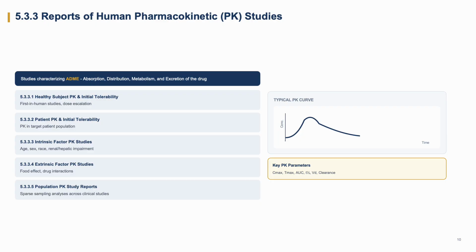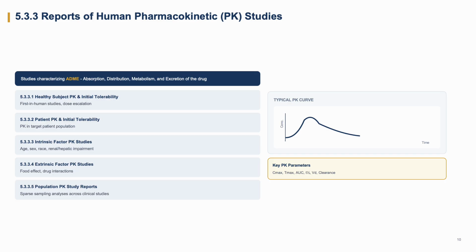This comparison is crucial for understanding how the eCTD works as an integrated document. Module 2, specifically Section 2.5 Clinical Overview, is designed to be a relatively short document, typically around 30 pages.